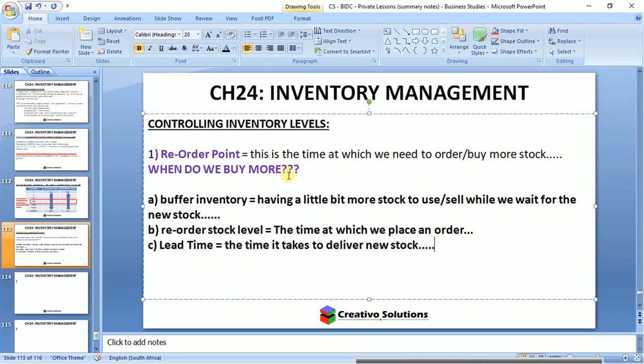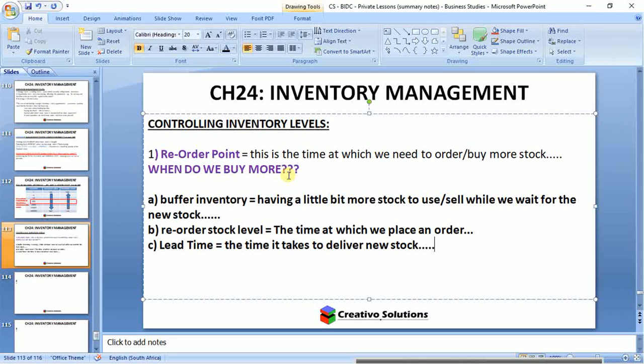First look at the axes. What do you have on the x-axis? Weeks. Time in weeks. What do you have on the y-axis? Units. Good. So you've got time, which is that way, and units, which is this way. And then the graph has labels. What labels do you have? Maximum inventory level. Perfect.